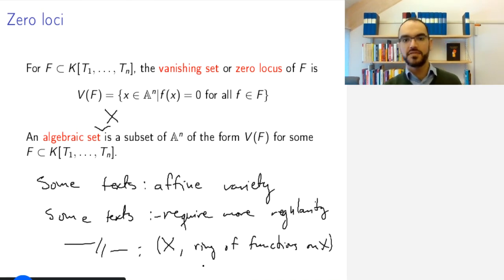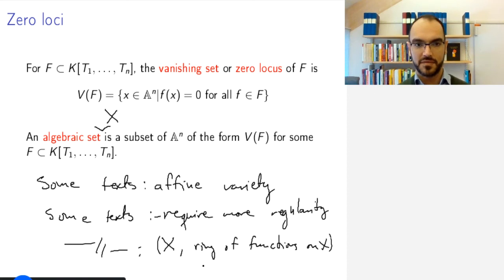Now for the case of affine varieties, the ring of functions on X is somehow determined by X. So it doesn't add information, but in the general philosophy of varieties, algebraic varieties and more general things than that, you will need the ring of functions.